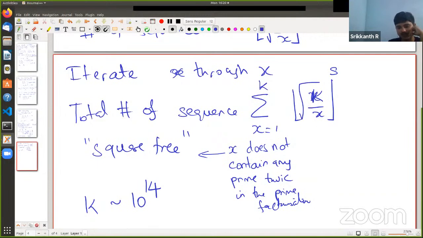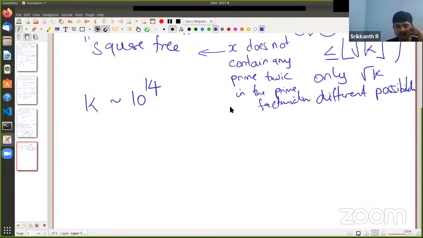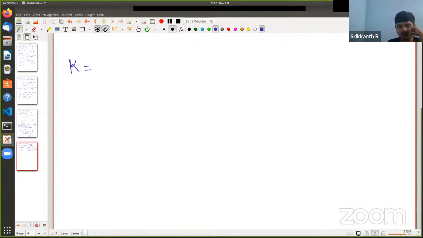But there's an interesting fact: although k is very large, 10 power 14, this term here is always less than or equal to square root of k. So there are only square root of k different possibilities for this term. As an example, let's take k equal to 23.